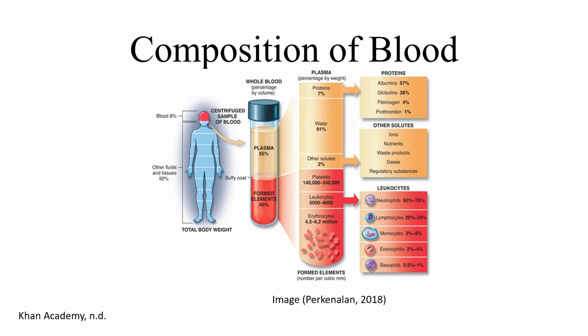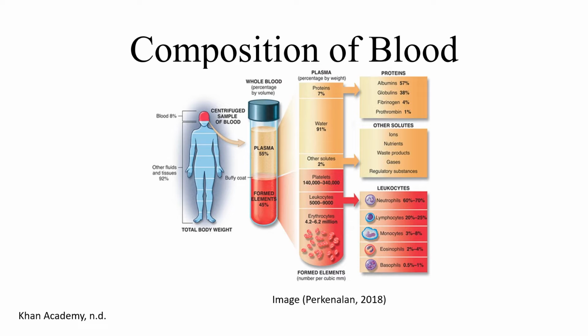Okay, now we'll get to the composition of blood. So when you take a blood sample and you put the blood in a centrifuge, which is a machine, you set the tube in there and it spins it real fast. And what it does is it separates the components of blood so that you are left with the plasma on top, the formed elements on the bottom, and a little layer in between those two that's called a Buffy coat.